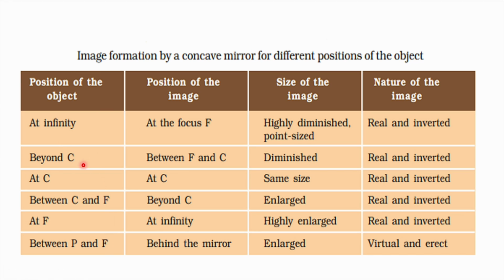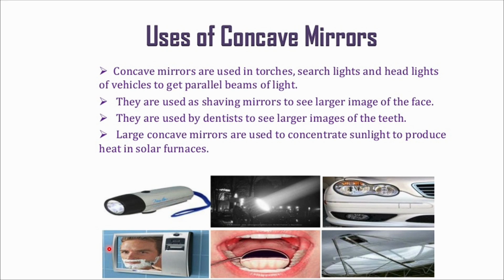These are the same things I explained before: at infinity, B and C. Here, what you have to observe, which is very important, is virtual and erect. In the first 5 cases, the nature of the image is real and inverted, but in the last case it is virtual and erect. What is the position of the object? Between P and F.